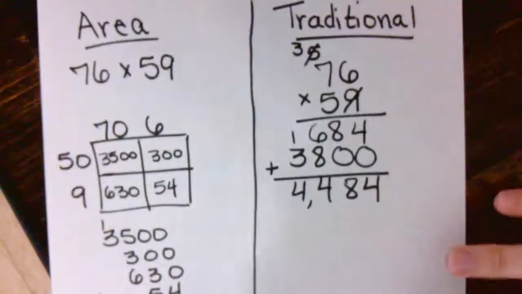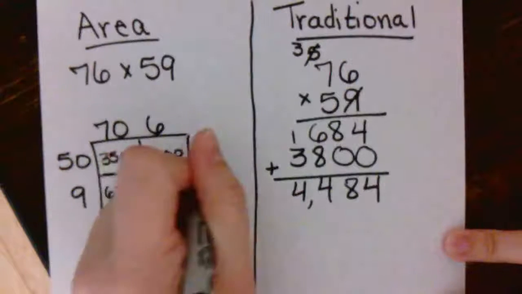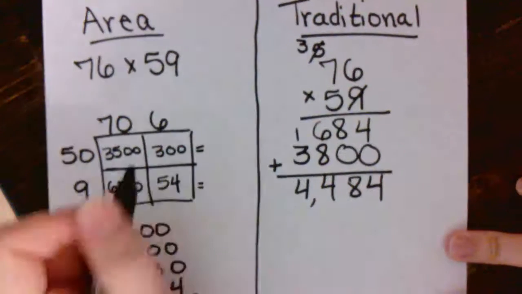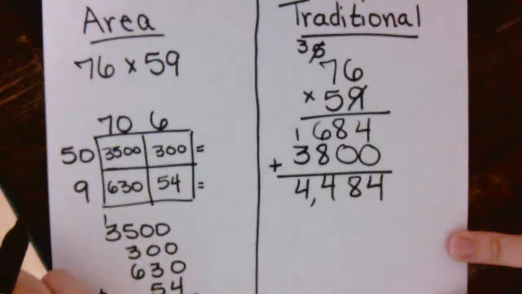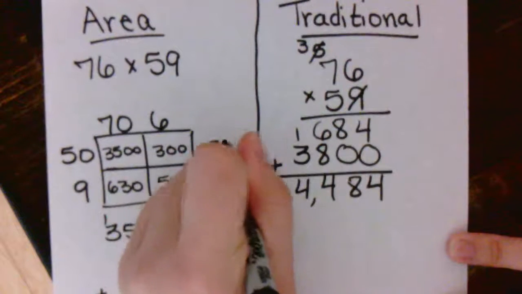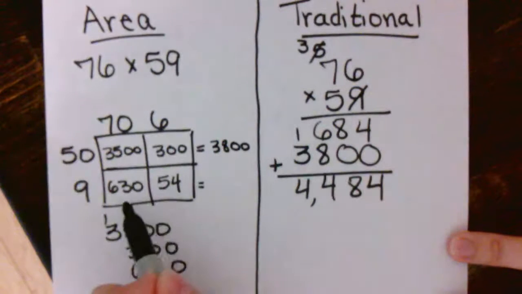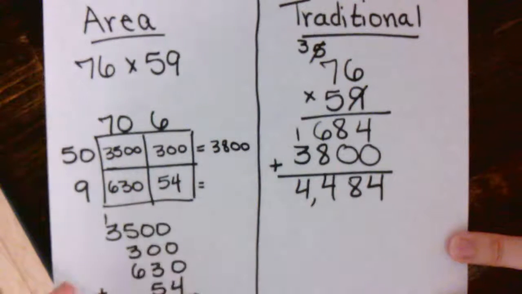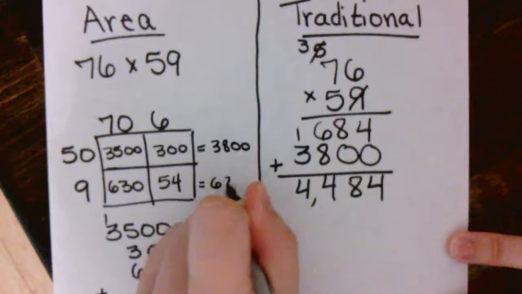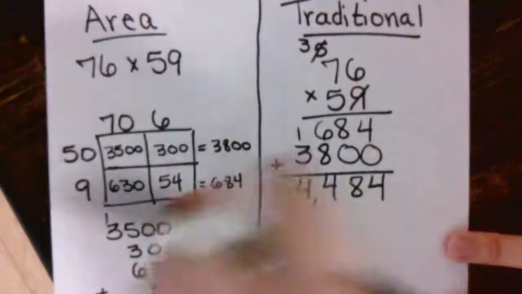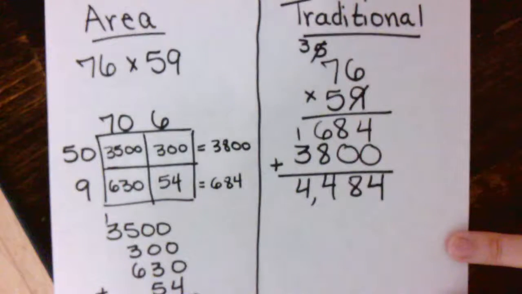Something that I always drive home to the students is how the area model and the traditional model are related. If I take my boxes and I combine them in a different way, 3,500 and 300, I get 3,800, same thing that I get here. If I combine 630 and 54, I get 684, the same thing I get over here. So they are related and you will get the same answer.